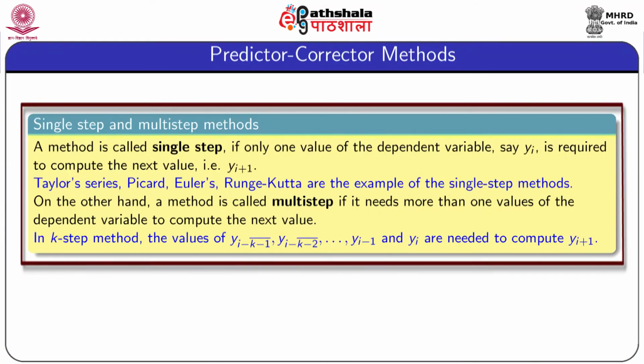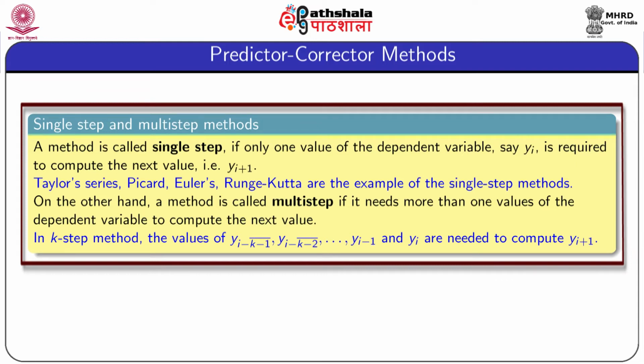Now, we consider two predictor corrector formulae. One is called the Adams-Bashforth-Moulton method and the other is called the Milne-Simpson predictor corrector formula in this module. First, we define single step and multi-step methods.